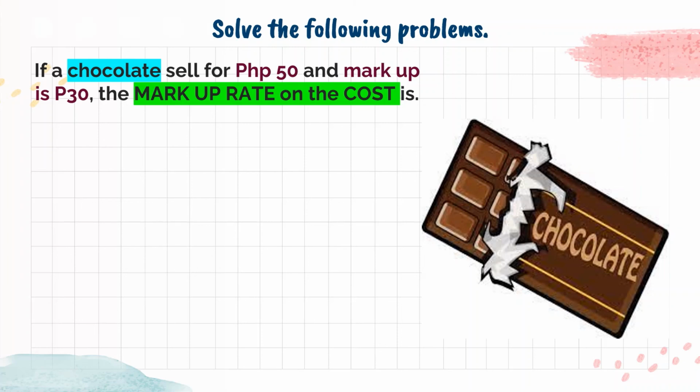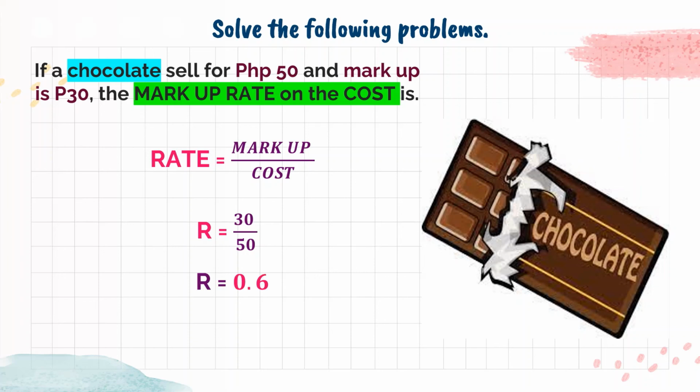Another example, if a chocolate sells for 50 pesos and the markup is 30 pesos, the markup rate on the cost is, so that's the formula for rate, markup over cost. 30 divided by 50. So the answer is 0.6. Convert it into percent, that is 60%.